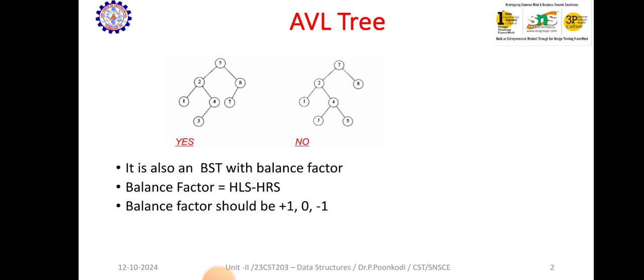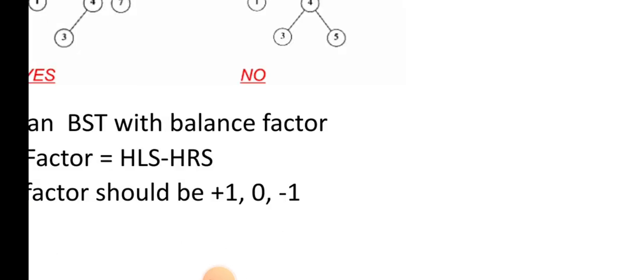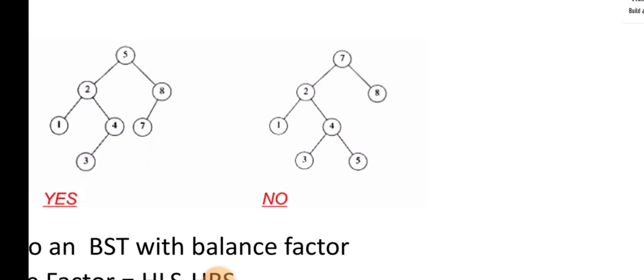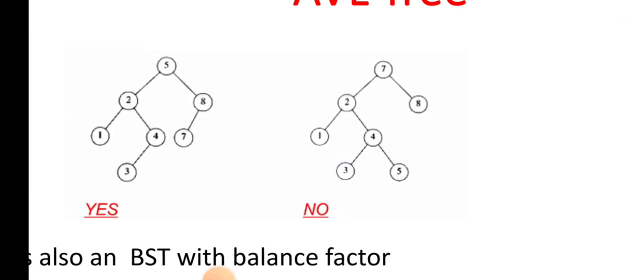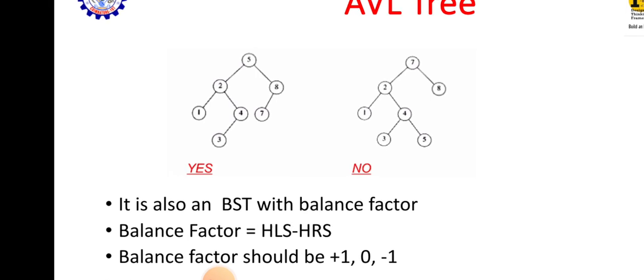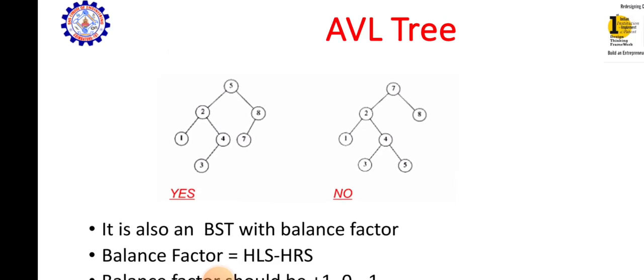The first tree is an AVL tree, and the second one is not an AVL tree, because the value which is lesser is placed on the right side and the greater value is placed on the left side.